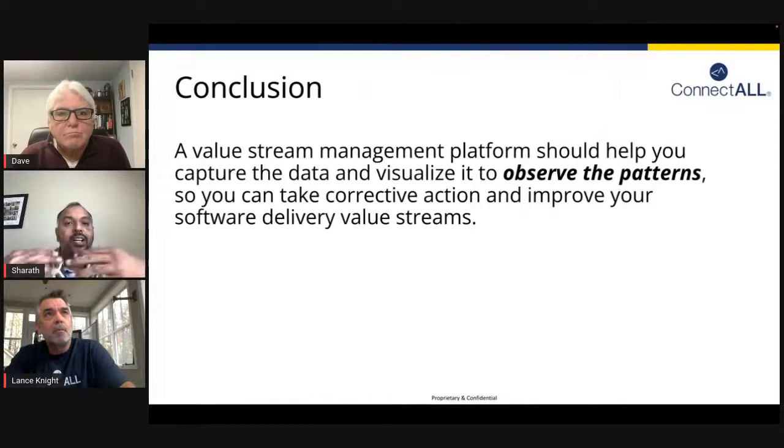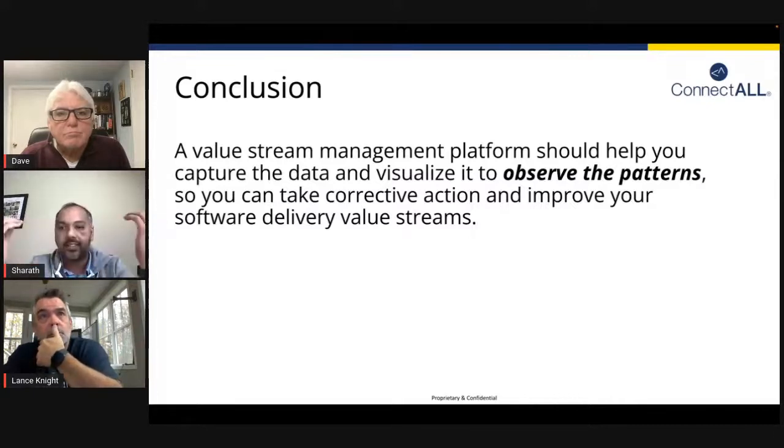And to conclude, what I mean by observability, or what we think of observability, is a value stream management platform should help you capture the data and visualize it to see the pattern so you can take corrective actions and improve your software delivery value streams, right? Did that touch your points, Lance? What do you think about?